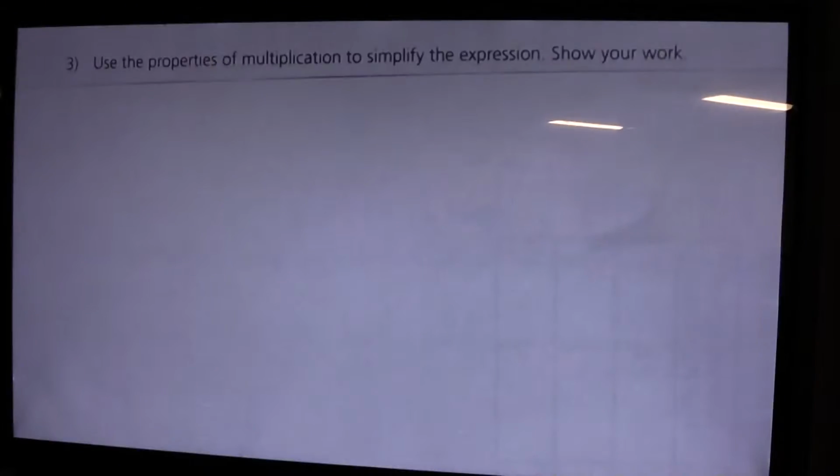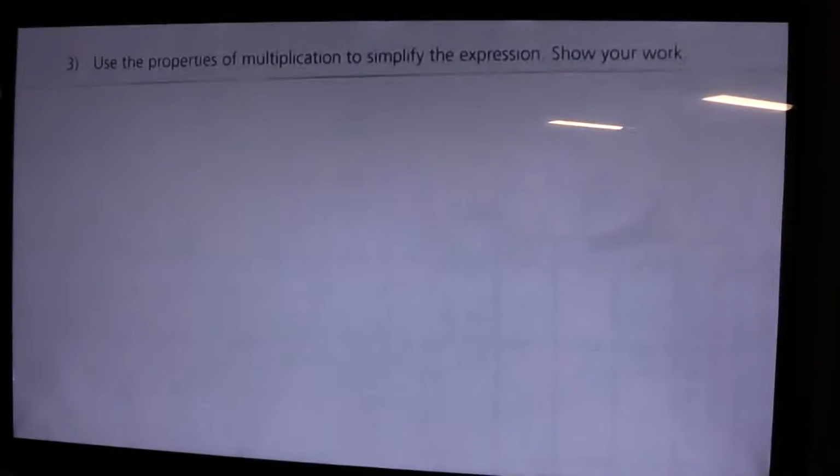Some of my students were having difficulty with this item, so I decided to go ahead and demonstrate how they could solve it and save some of the less challenging ones for them to share with the class. So this item says, use the properties of multiplication to simplify the expression and show your work.